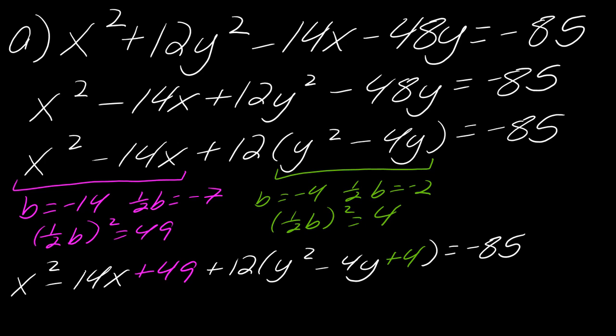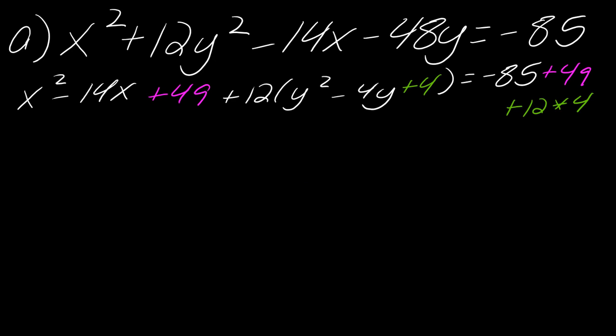On this side, I've got to keep the equation in balance, so I'm going to add 49. But here's where the curveball comes in. I'm not just going to add 4, because I need to respect the fact that there's a 12 in front here. So what I'm going to do to this side is add 12 times 4. That's taking this 4 and bouncing it off of the factor in front here. Okay, and so that's the curveball with completing the square that I wanted to show you. Now we need some more space, so I'll make some room.